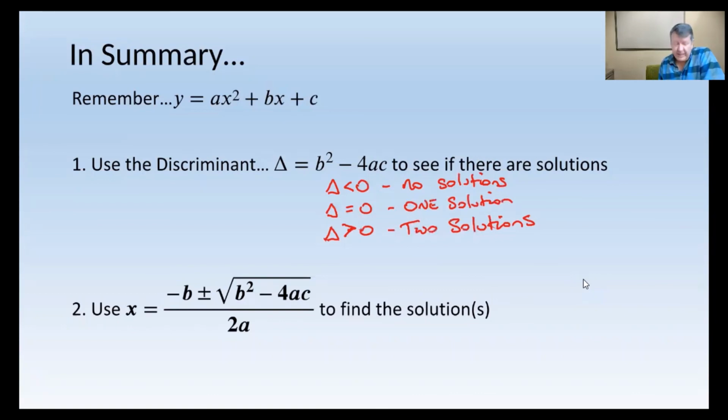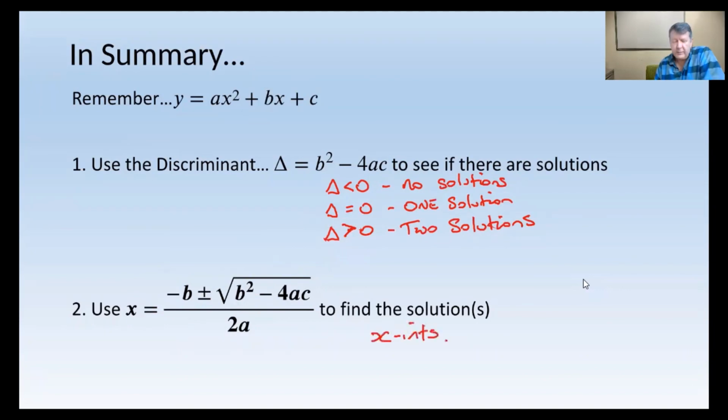Now remember, real if it's not a square number, rational if it is a square number. Now then, if we do need to find the solutions, we come down to our quadratic formula. So remember, if the discriminant is less than 0, you don't need to use this at all. Bang. If the discriminant equals 0, you only need to use the plus. You don't need to use the minus part. And if the discriminant is greater than 0, then you have to do like the example I just did. You need to do the plus and the minus.